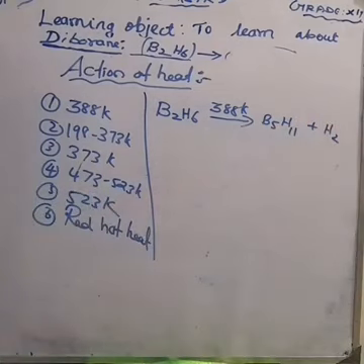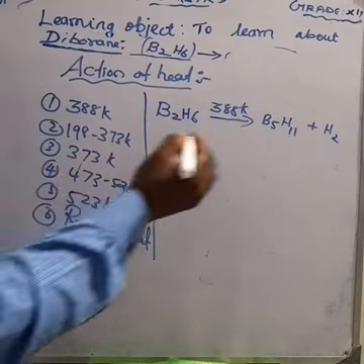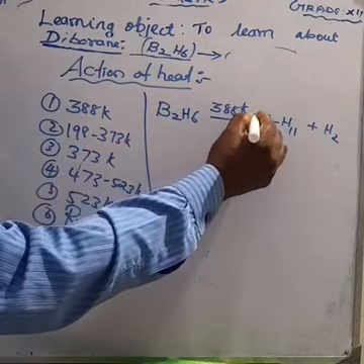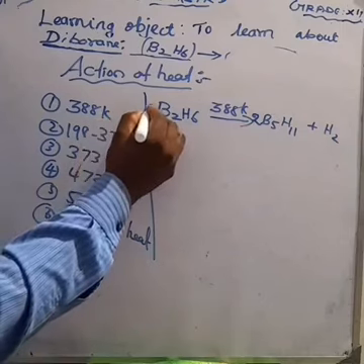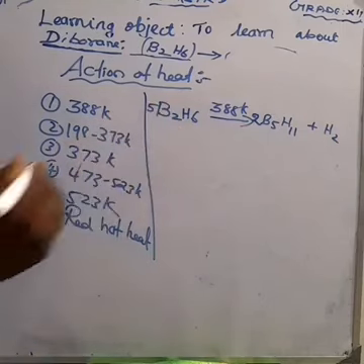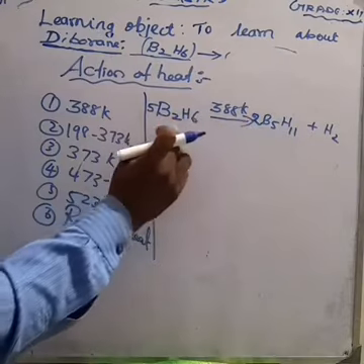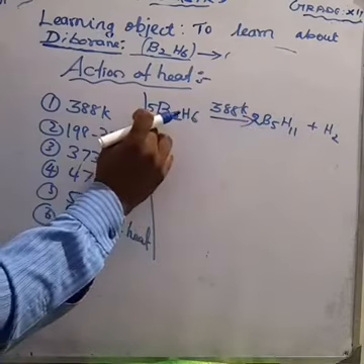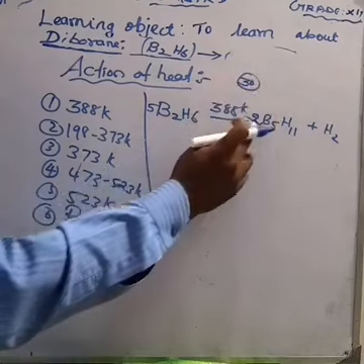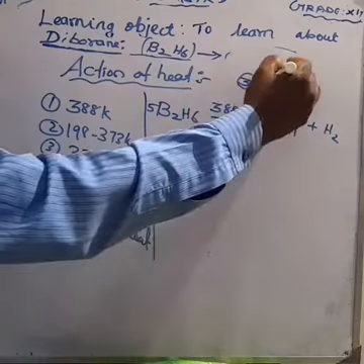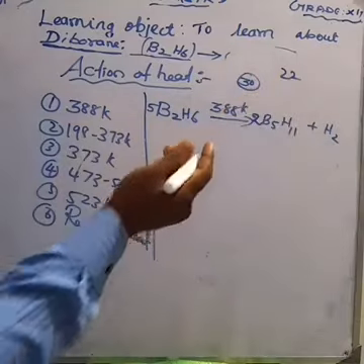Listen all of you, how can you balance the equation? On the product side you multiply by 2, then we get 10 boron, am I right? Then on the reactant side you multiply by 5, so the boron is balanced. What about the hydrogen? Here hydrogen has 5 into 6, equal to 30 hydrogen. On the product side, 2 into 11 is equal to 22 hydrogen.